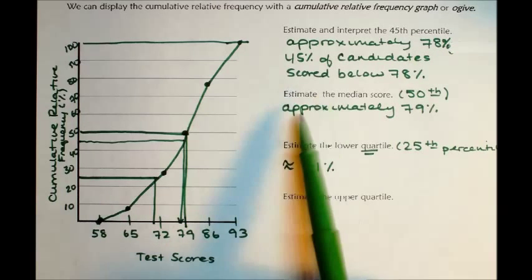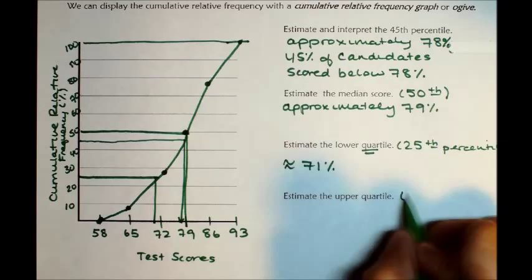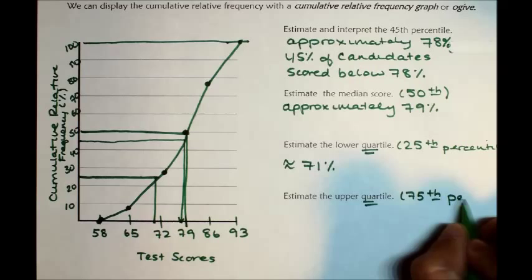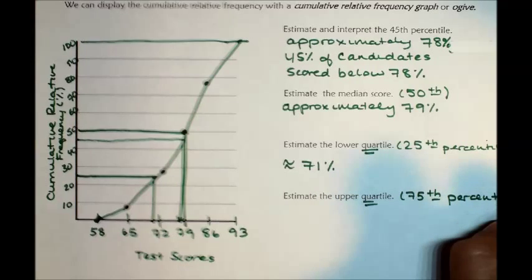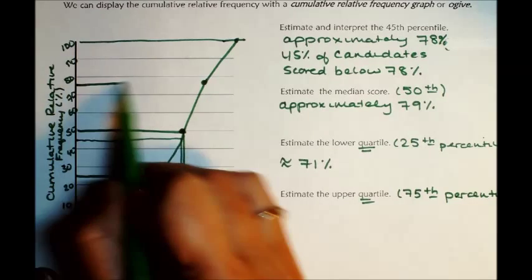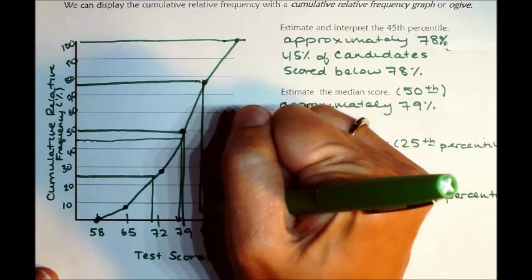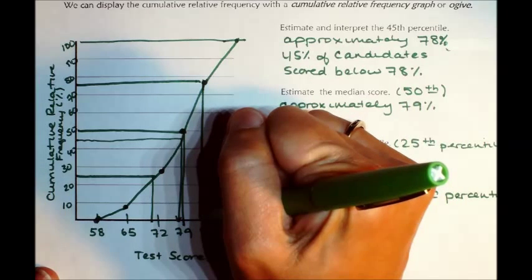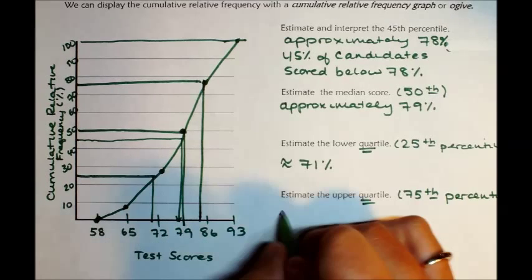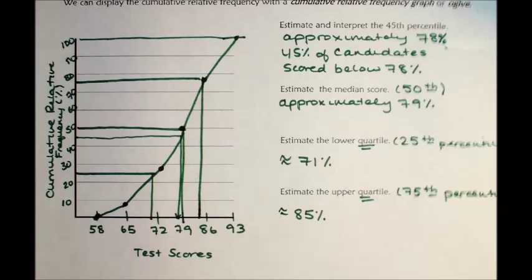And our upper quartile is going to be the 75th percentile, again, quartile being quarters. So we follow it to 75%, follow it down. Slightly below 86, so we'll say approximately 85%. So you would need to get an 85% in order to have 75% of the people scoring less than you.